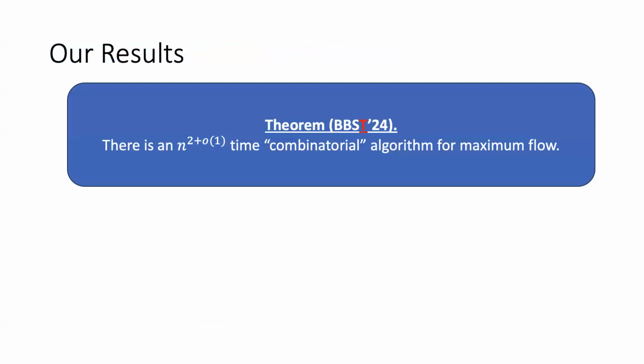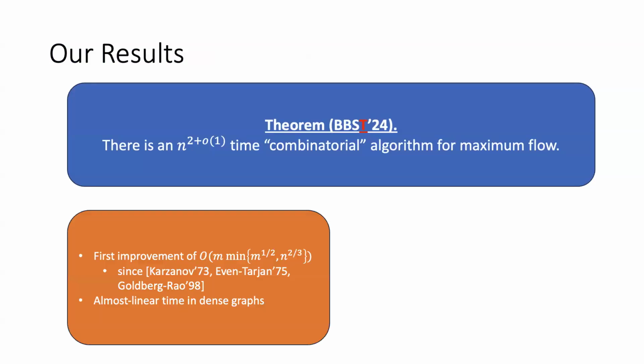So in this paper, we study combinatorial algorithms for max flow. We get a faster running time of m·n^(2/3)... and this improves on the m^(3/2) algorithm by Goldberg and Rao. And even for the unit capacity graph, this bound was known in the 70s, but we are also the first one to improve it by a combinatorial algorithm. And the running time of n² plus little o(1) is almost linear in dense graphs.